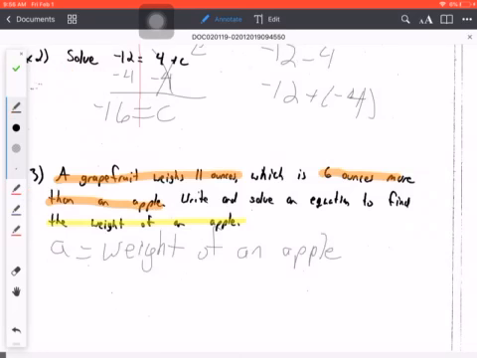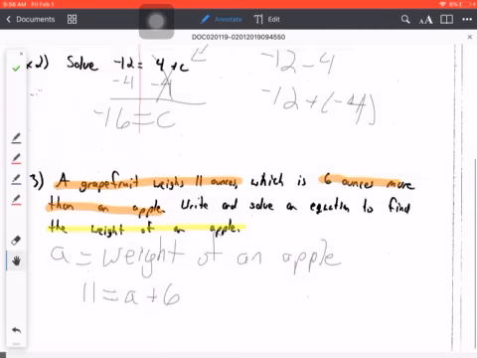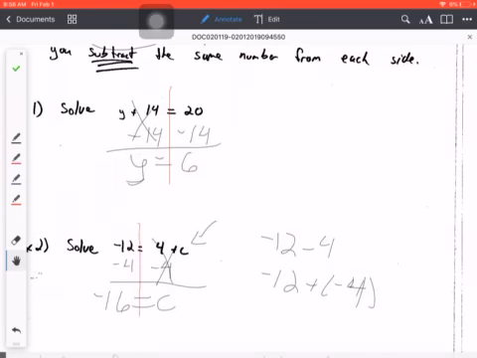I know the weight of the grapefruit. That's 11. It's 6 ounces more than an apple, so I'm going to take the weight of the apple, a, and add 6 to that. Now I have a problem where I have a variable and I'm adding something to it. So that's going to be looking just like these two examples here, 1 and 2.